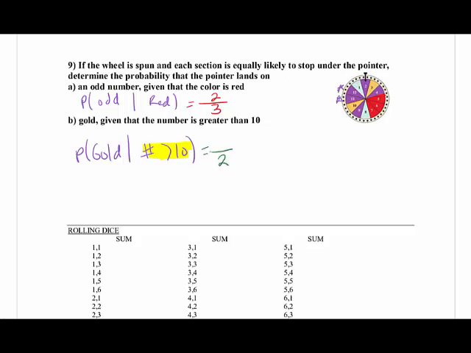Now we say out of those 2 possibilities, are either one of those gold? The 11 and 12 are purple, so I have 0. My answer for that problem is a 0.